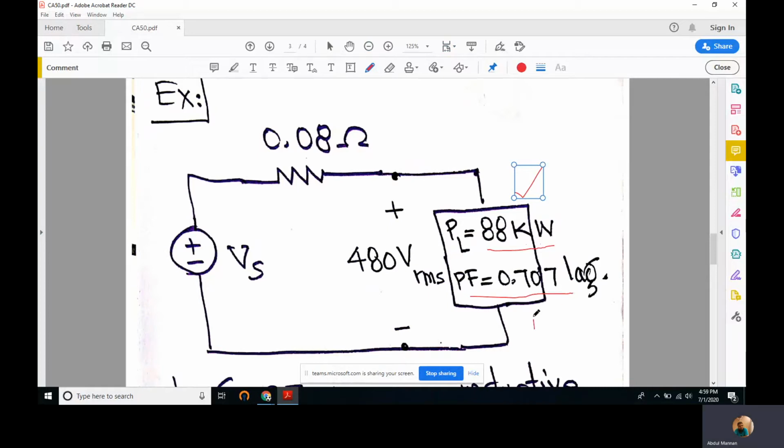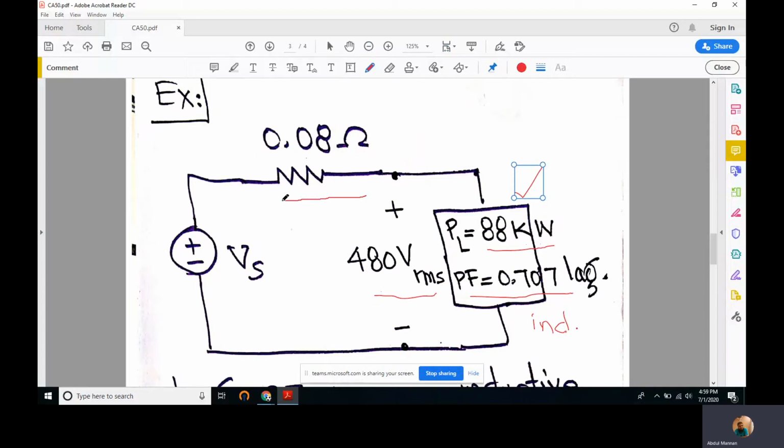If it has a lagging power factor, this means it's an inductive load. It is a combination of an inductor and a resistor. So this load is an inductive load. For inductive loads, we have a lagging power factor, as we studied in the last slide. The voltage across this load is 480 volts, and this voltage is RMS. This is the RMS value, 480 volts.